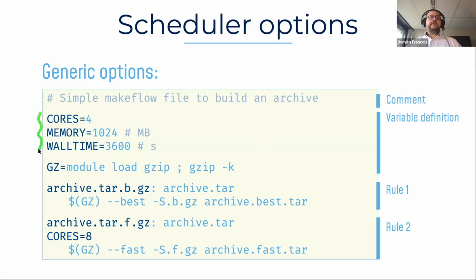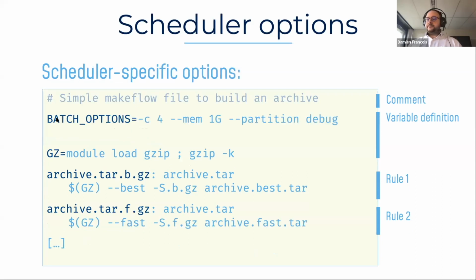Of course, Makeflow will not have an equivalent variable defined for every option of every scheduler out there. So you can use the batch options variable, where you can simply list all the options that are specific to your scheduler. So here I say that I want 4 CPUs, 1 GB of memory per job, and that the partition to which the job must be submitted, which is the equivalent of the queue in most other schedulers, is named debug.